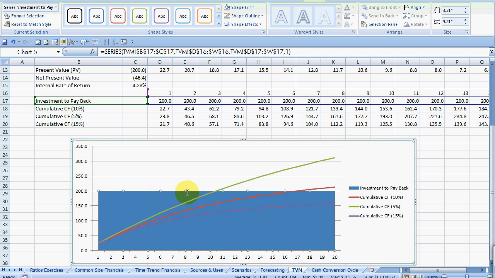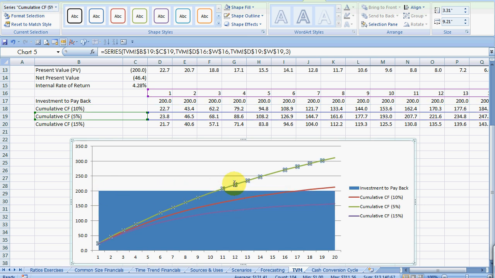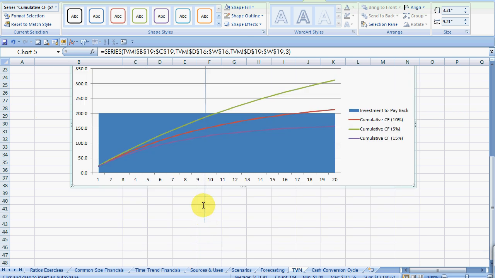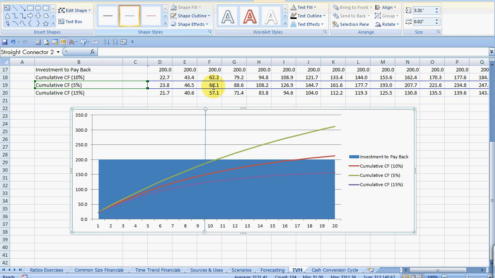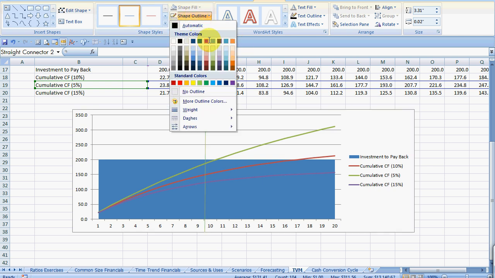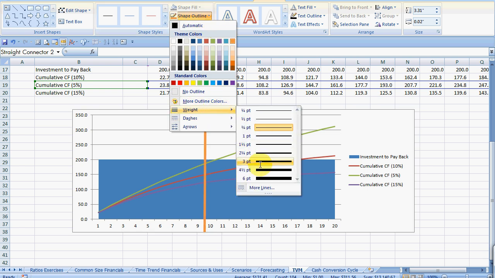Anyway, what you see here is our $200 that we're trying to return back. If we had a discount rate, or cost of capital, of 5%, here's the cost of capital of 10%, and here's the cost of capital of 15%. So let's think about this. Let's get a little line here in a color that will help us better see it, maybe this orange. Let's make it really fat so that we can see.